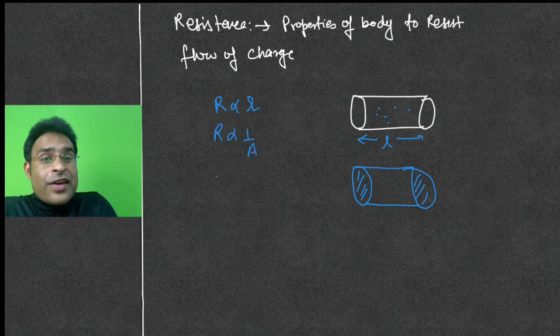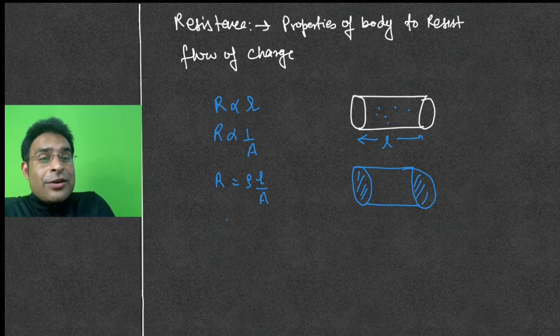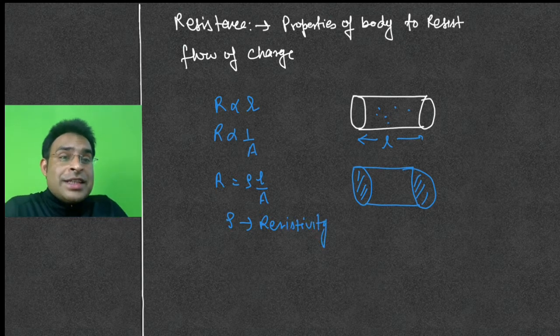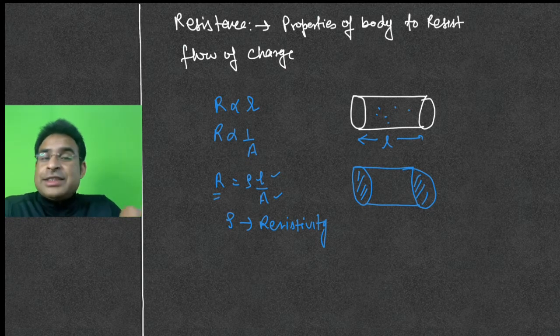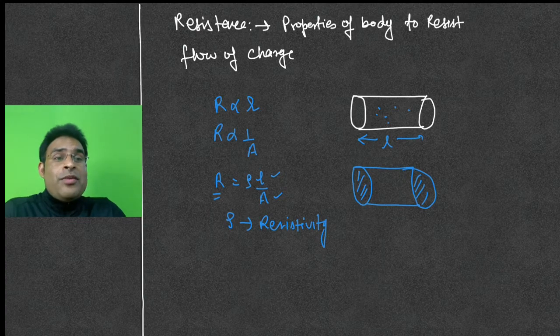Now if I combine these two, I can write R equals rho L divided by A. And rho is again a constant, and this constant is called resistivity. There is a difference between resistance and resistivity. Resistance depends on L, on A, and on rho, and R is resistance. So basically this is the formula for resistance.